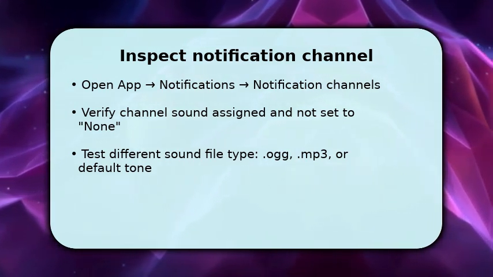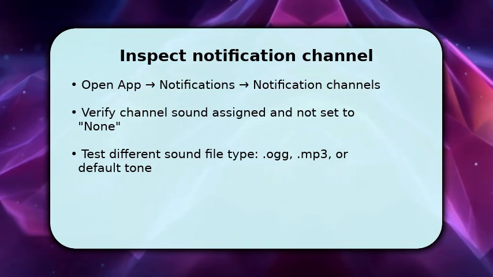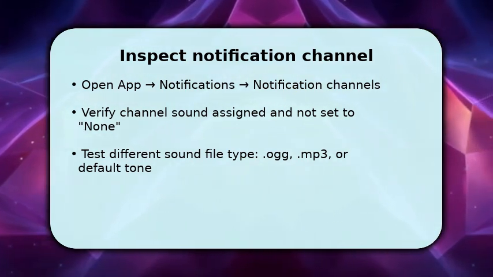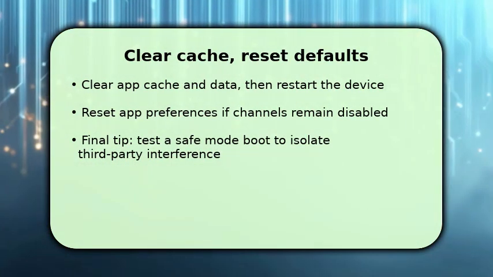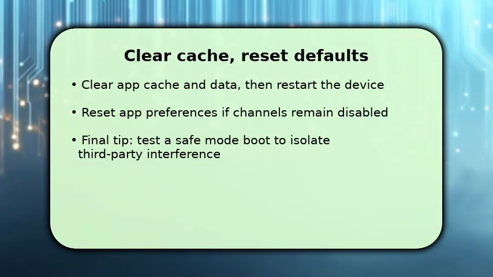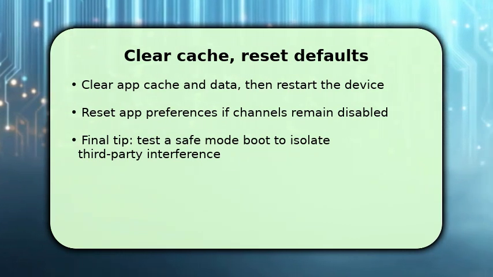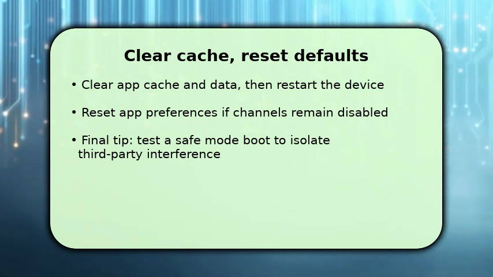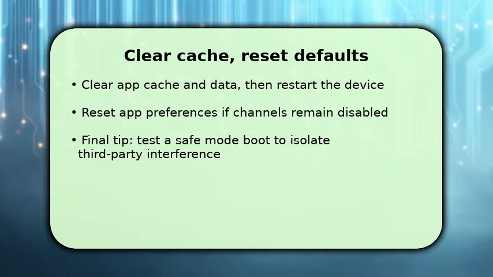Once you change the sound, send a test notification from the app or use Android's preview to confirm the new tone plays. Finish by clearing the app cache and, if necessary, app data, then restart your phone to apply changes. If the problem persists, reset app preferences to restore disabled channels and default behaviors. This won't delete app data.